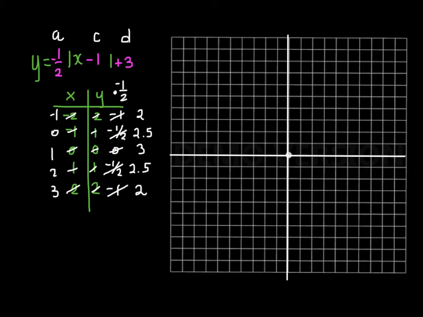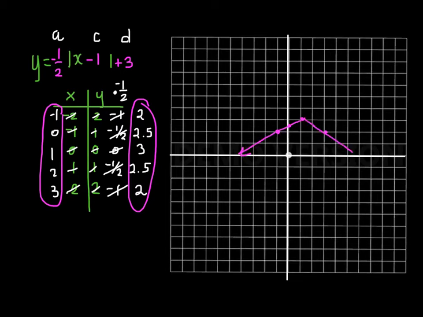And I'm now going to graph. Here are my x's. Here are my y's. Zero, 2.5, 1, 3, 2, 2.5. Oh, wait. Sorry, guys. 1, 3. And this would be my new graph.